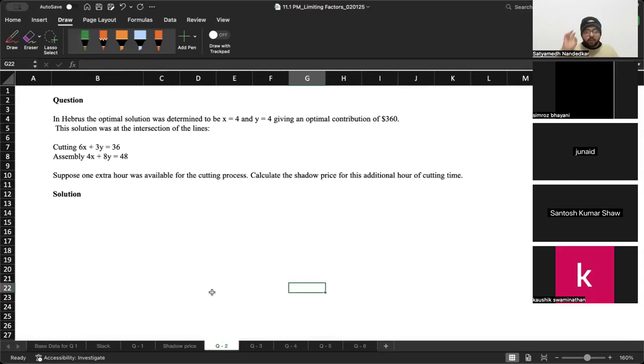In Hebrews, the optimal solution, they have given you the optimal solution, is determined to be x equal to 4, y equal to 4, giving an optimal contribution of 360. That has also been given to you. The solution was at the intersection of lines. Cutting time 6x plus 3y equal to 36. Assembly time 4x plus 8y equal to 48. Suppose one extra hour was available for the cutting process. Calculate the shadow price for this additional hour of cutting time.